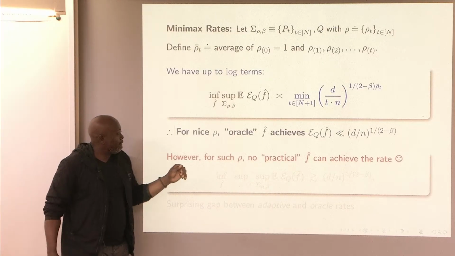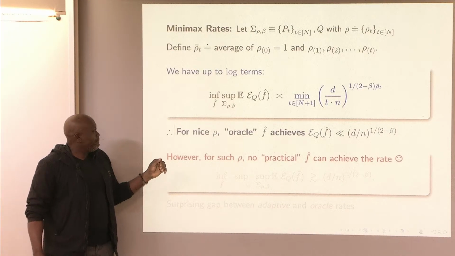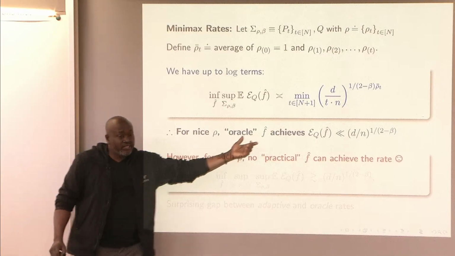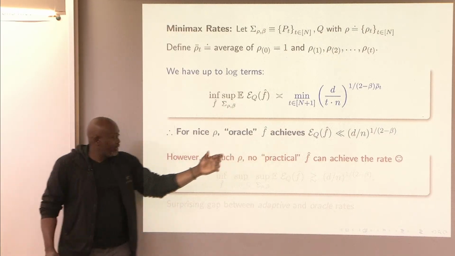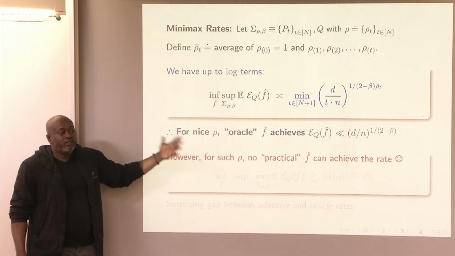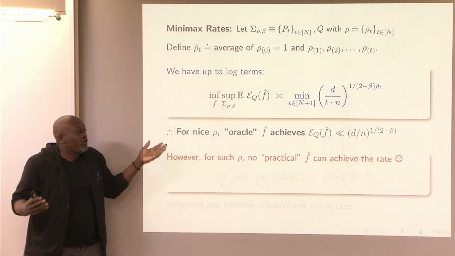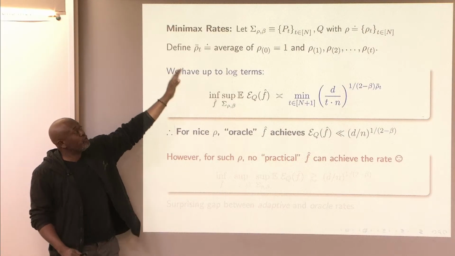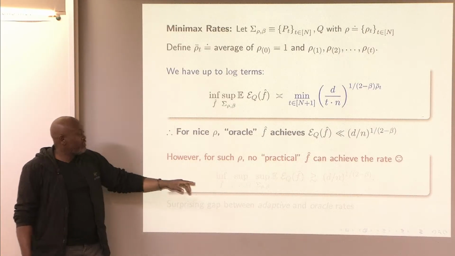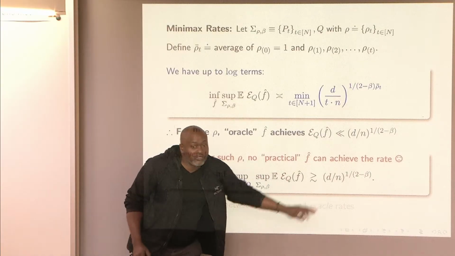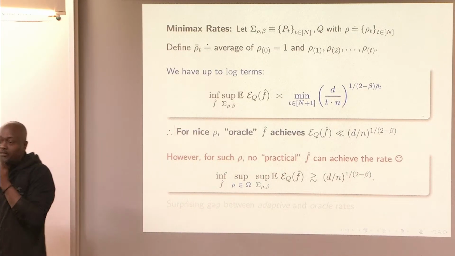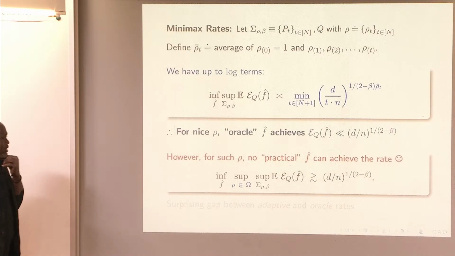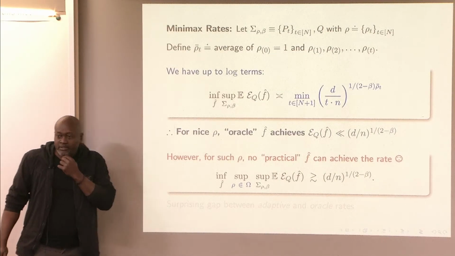However, even when rho is admissible in this sense, no algorithm, no practical F hat, and by practical F hat, I mean adaptive F hat, one that does not know the rho's, can achieve a rate actually better than the single task rate. So that's the main result. And I'll give you an intuition as to why in a second.